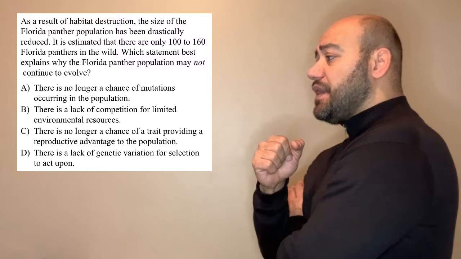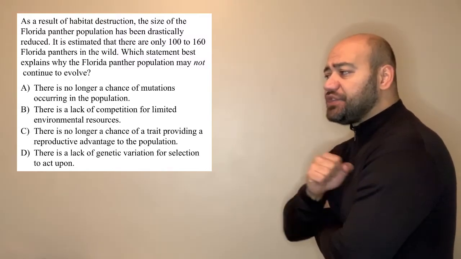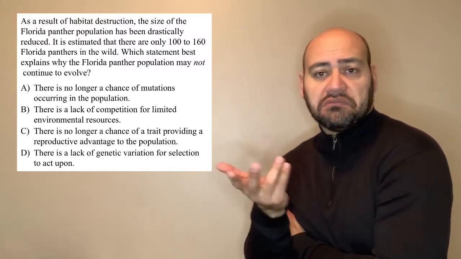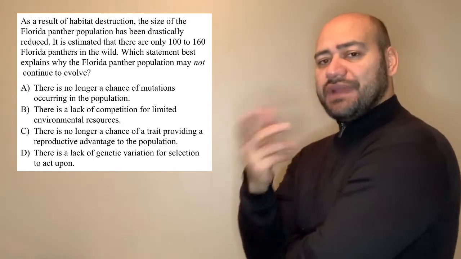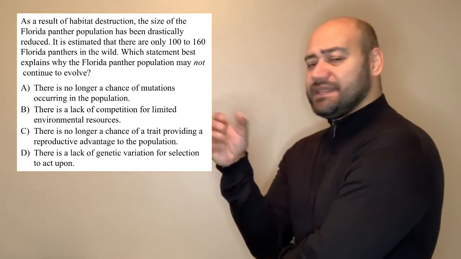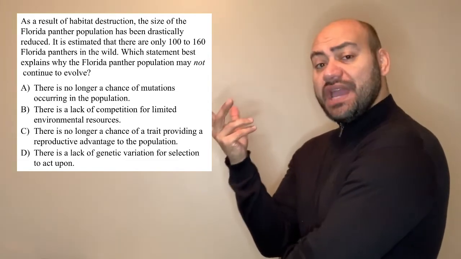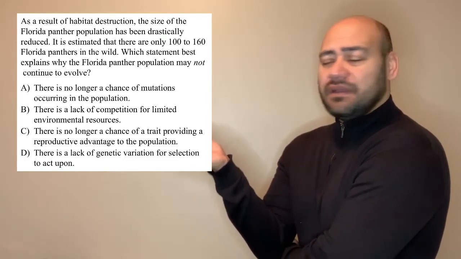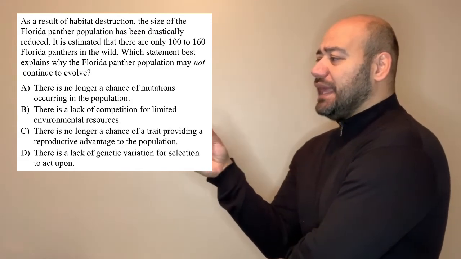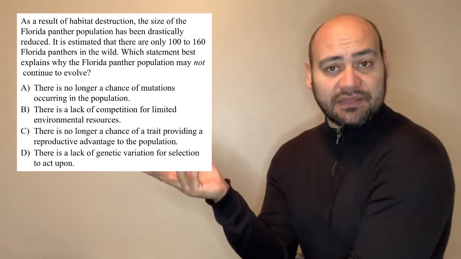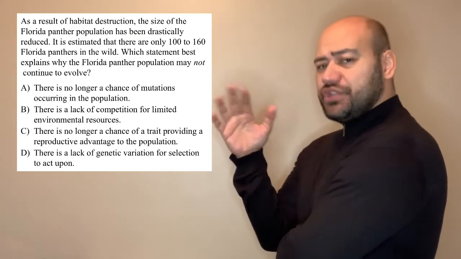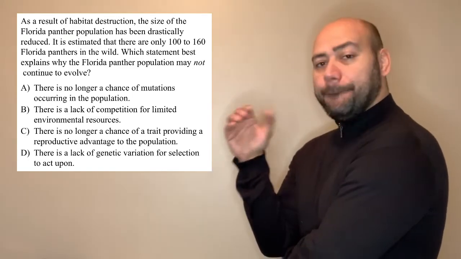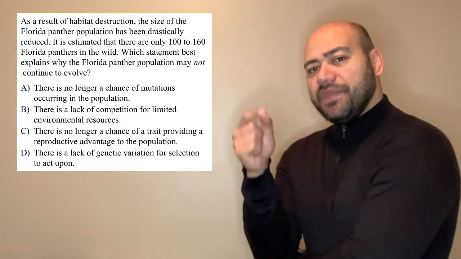A, it says there is no longer a chance of mutations occurring in the population. I really don't know what this statement is trying to say actually, because it's ambiguous, it's too general, and it talks about a chance. I don't know how that is related to the Florida panther going extinct, okay? So we're just gonna pause on that. I don't know what that means. B, let's just move on to B. Remember, the answer has to jump at you. Whoa, I'm here, take me, pick me. Yes, I have the right answer. We're gonna pass on that.